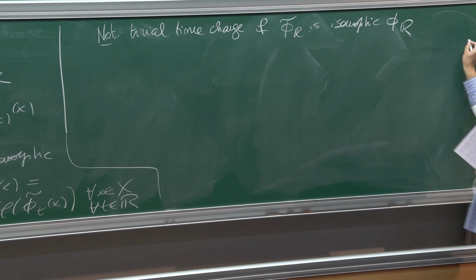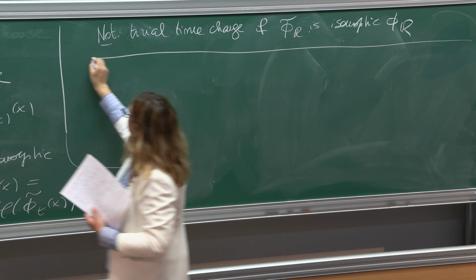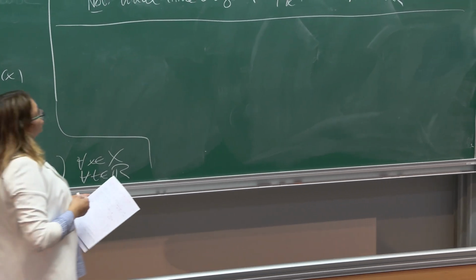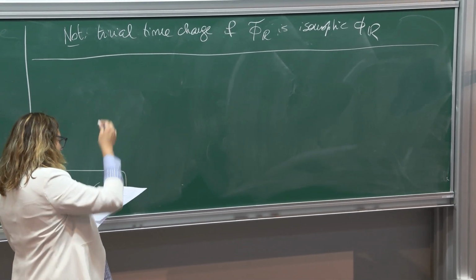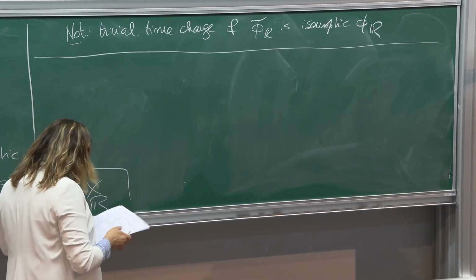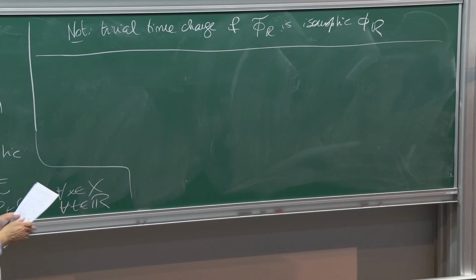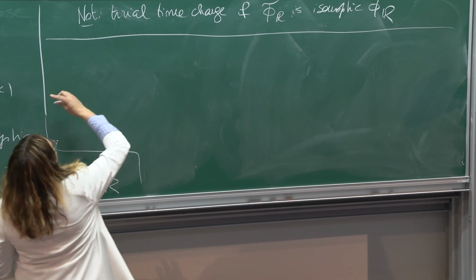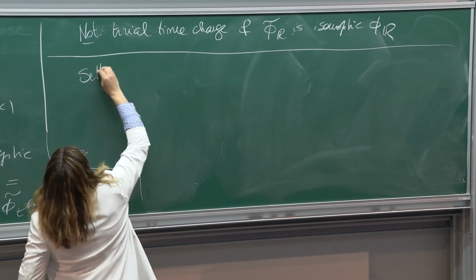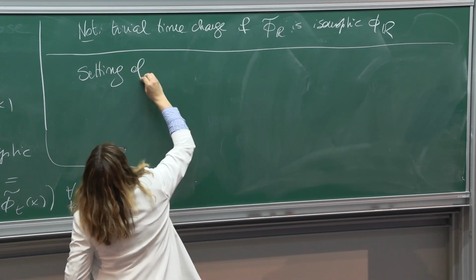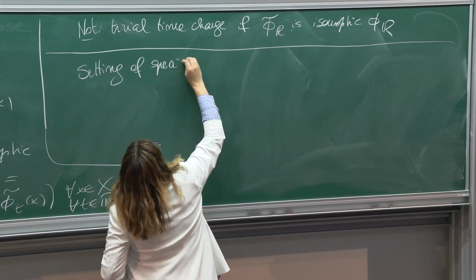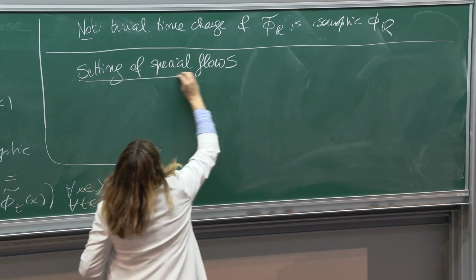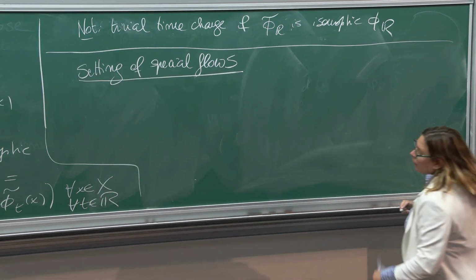So I want to explain in some baby example where cohomological equations come from, what they are, and why there are obstructions. Okay, let's try. So first of all, let me go to a nice setting, the setting of special flows. So this again, I'll remind you for those who weren't here last week.